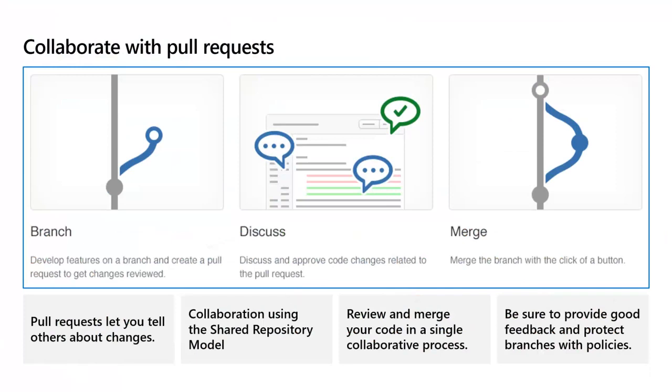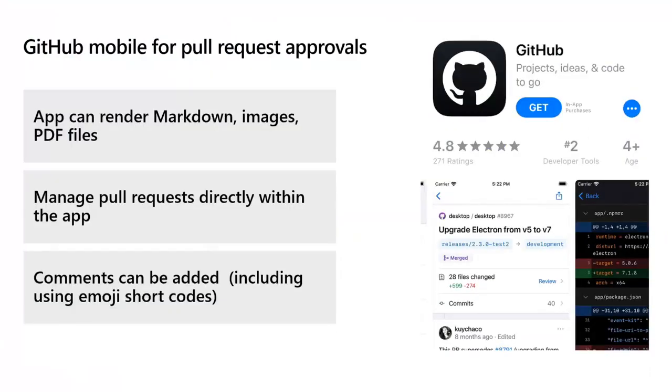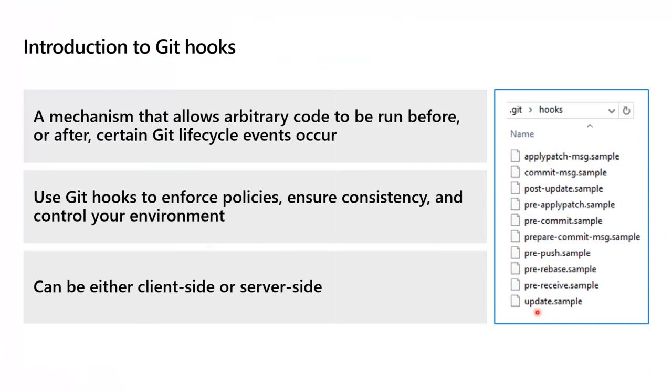What else? We also have a mobile application that allows us to give approvals. The application can render markdown files, images, PDF files, or we can also add comments. What else? Another service that is part of GitHub. We have GitHub Hooks. A hook is a mechanism that allows arbitrary code to be run before or after certain Git lifecycle events. Of course, let's say that you already tested your code, and before deploying, you want to, I don't know, query something within your code.